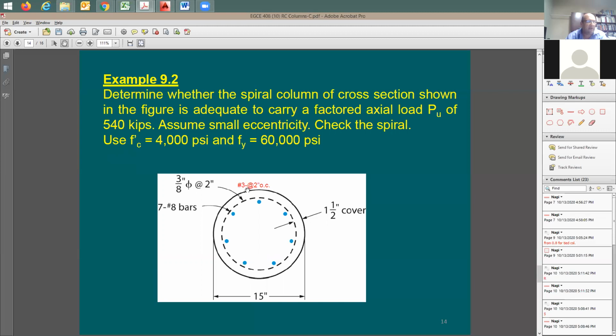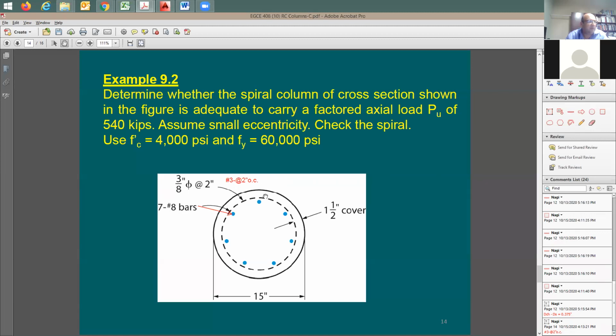So usually this should have been written as number 3 at 2 inch on center. This is the standard way of writing it in business or in engineering. When you practice, this is the way that you write it down. You'd never write 3/8 of an inch. No one would do it this way in rebars. Vertical rebars, it is 7 number 8. So this arrow actually should be pointing at this guy, right? Not at the spiral.